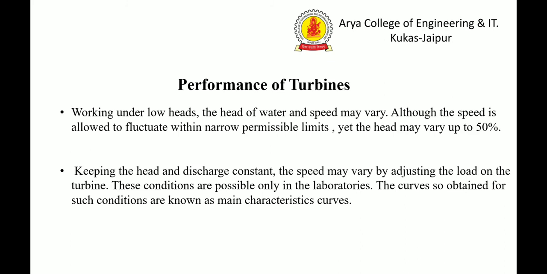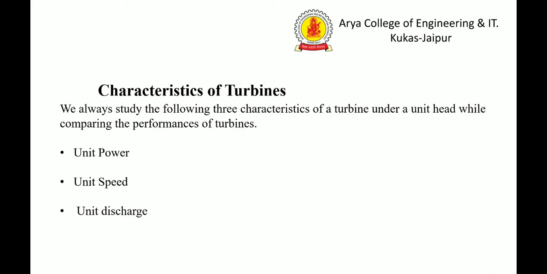Working under low head, the head of water and speed may vary, although the speed is allowed to fluctuate within a narrow permissible limit. Keeping the head and discharge constant, the speed may vary by adjusting the load on the turbine. These conditions are possible only in the laboratories.